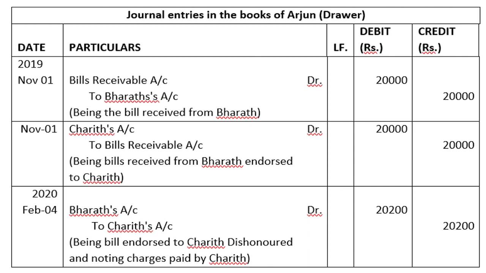However, on February 4th, which is the due date, Bharat failed to make the payment and Charit has got back to Mr. Arjun with the endorsed dishonored bill. So hence, Bharat's account is getting debited and Charit's account is getting credited. So now we have Arjun owing money to Charit as earlier, plus Bharat is supposed to pay off the bill amount to Mr. Arjun. So Bharat's account is to be debited and Charit's account has to be credited.